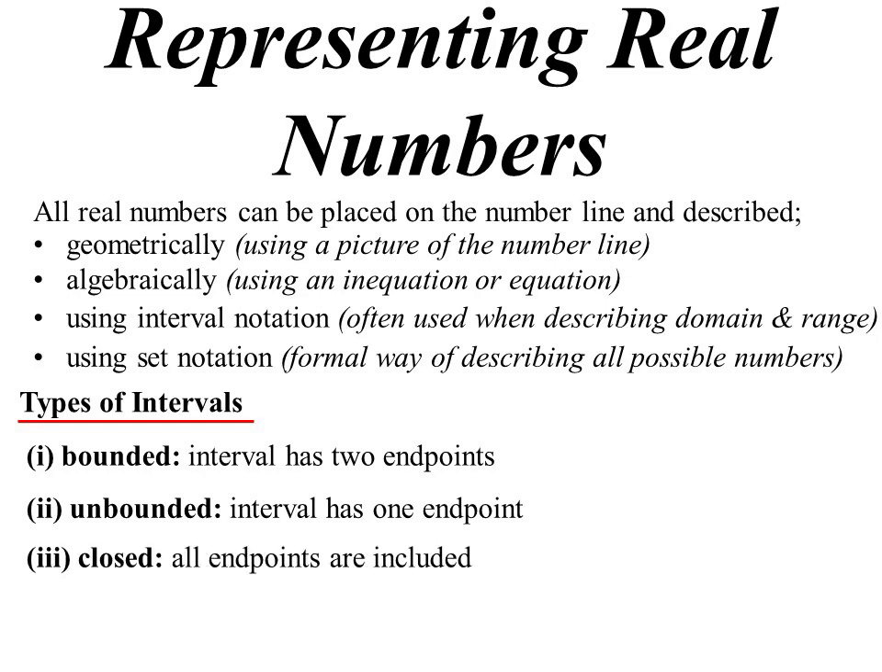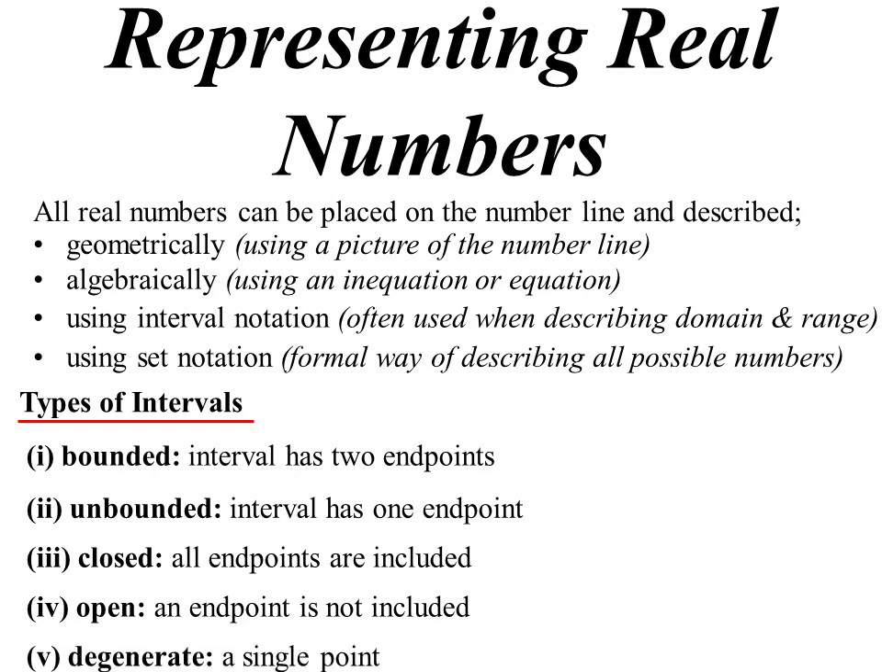So an interval could be closed. If those endpoints are included in the interval, then we say it's closed. Or it could be open if it's got an endpoint that's not included. And then there's this fifth one, which is a single point, and it gets the wonderful name of degenerate. So a single point is a degenerate. Let's have a look at some of these.